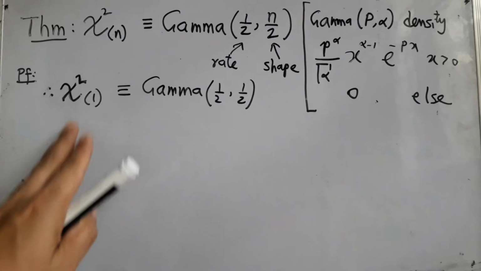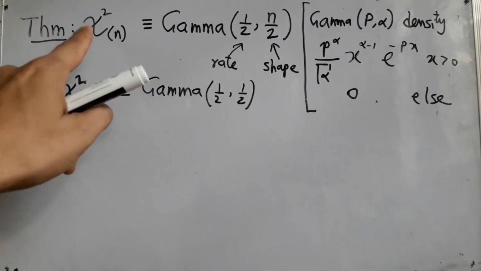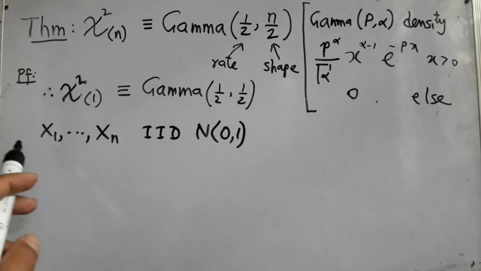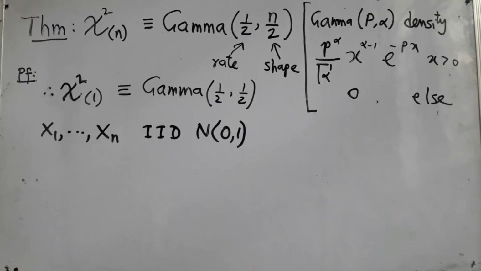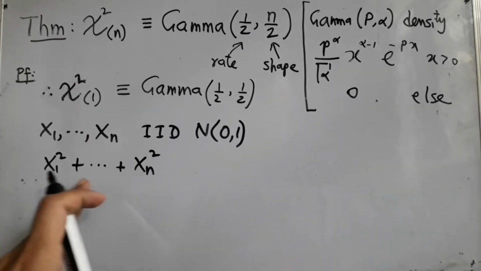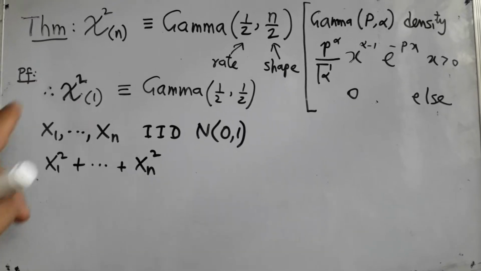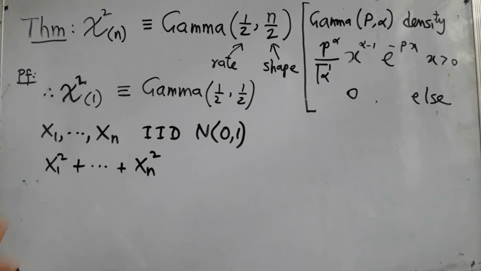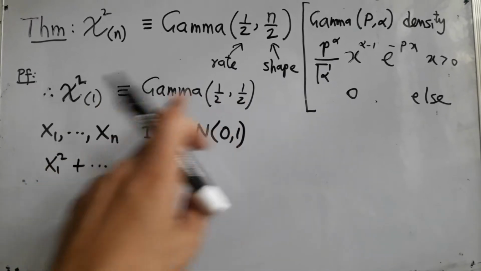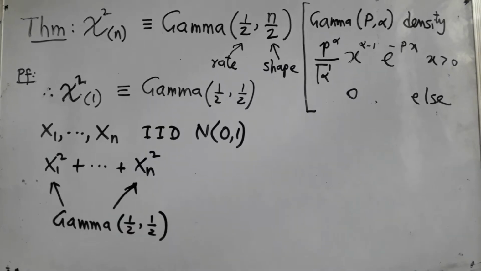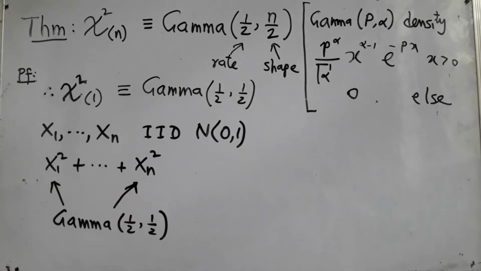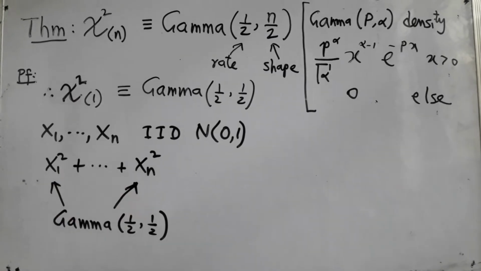Next, let's get to the case of general n. So using our definition of chi-square with n degrees of freedom, we shall start with x1 to xn, iid normal 0, 1, and then this will be the distribution of x1 square plus dot dot dot up to xn square. Now from the previous case, we already see that each one of them has a chi-square 1 distribution, so each of them is actually gamma half half. And also they are all independent because all the xi's are independent, so xi squares are also independent.